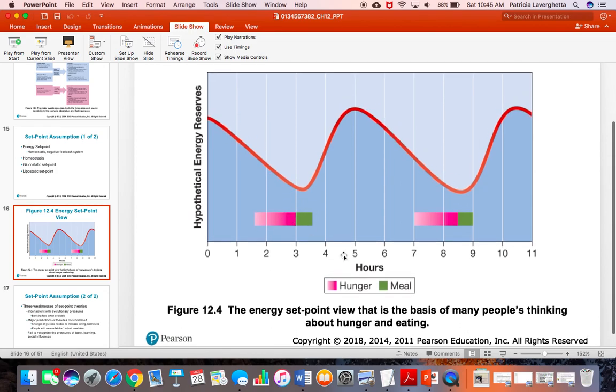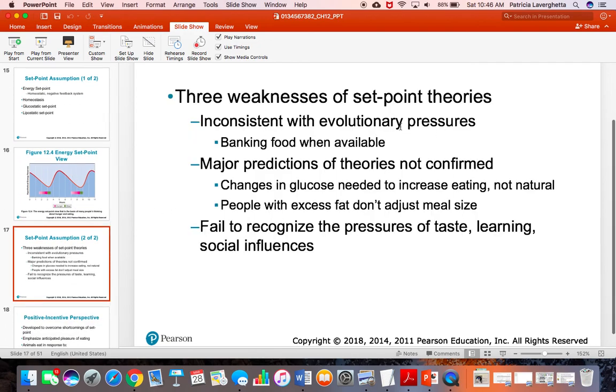So here you can see the set point view is at the basis of many people's thinking about hunger and eating. The idea is that you're going to tend to eat the amount of food that's going to keep you at a particular weight, or at least a narrow range of weights, right? So if your set point is 155 pounds, for example, or 135 or 200, whatever, the theory is that the body is going to, quote unquote, try to stay at that average weight, and so it's going to be really hard to lose that weight. And correspondingly, it might be difficult to gain weight past that. You'll tend to keep at that particular range. And here you can see that there are some weaknesses, though.